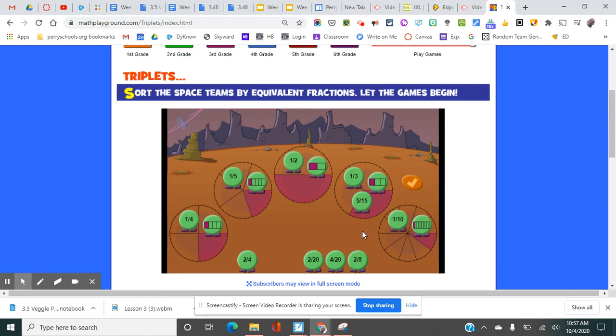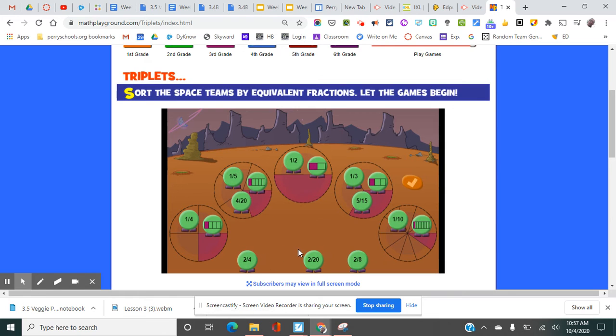Now you can also think about division. Let's look at this one right here, 4/20. If I divide 4 divided by 4 and divide the denominator 20 by the same thing, that's going to give me an equivalent fraction. So 4 divided by 4 is 1. 20 divided by 4 is 5. So this one is equivalent to 4/20.